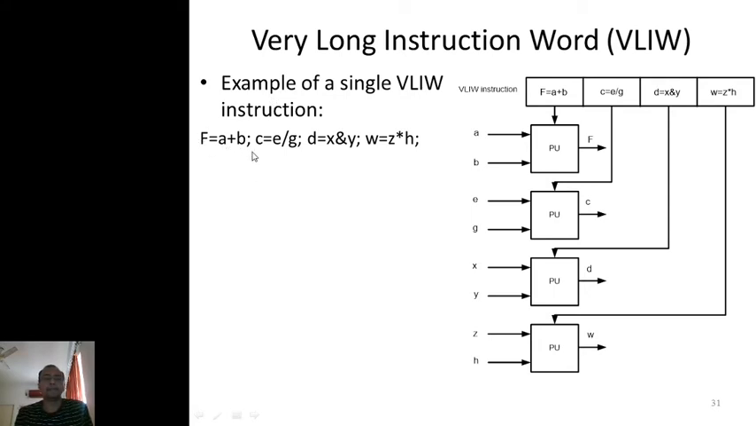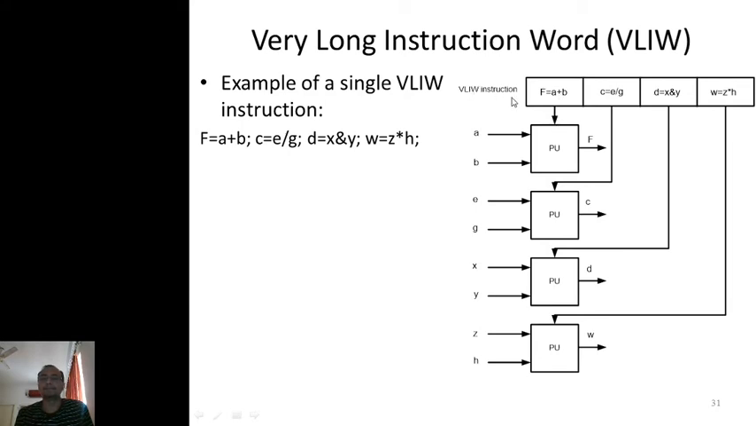So here is one example. Say we have registers A, B, C, D, E, F, G. One instruction has the addition of A and B, storing the result in F. E and G are divided, storing the result in C. X and Y are logically ANDed and the result is stored in some D register. Z and H are multiplied, storing the result in some W register. And you can see in hardware there are parallel processing units which can take inputs from all these registers, A, B, E, G, X, Y, Z, H, and provide the outputs in parallel, right?